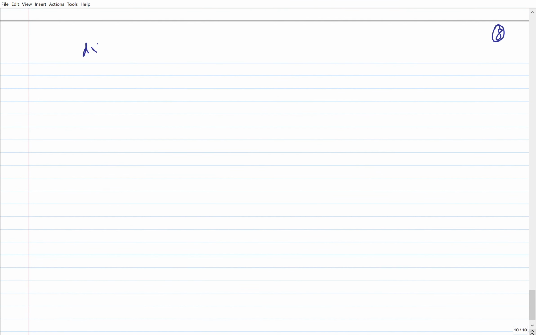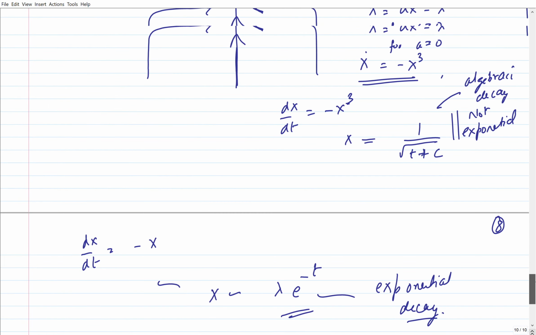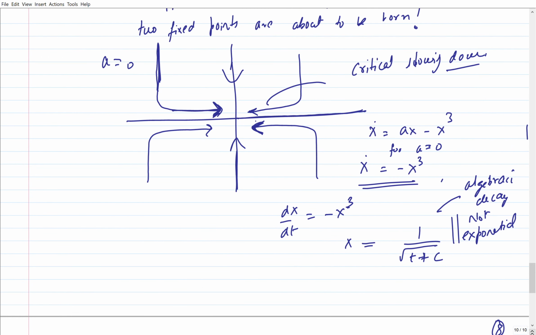As compared to when I have, let's say, this one, well then I can safely say that my x goes as, when I solve this differential equation, an exponential decay, which is a fast decay. So because a became 0, this is an algebraic decay. This is the critical slowing down that's happening over here. It's slowly approaching x equals 0.